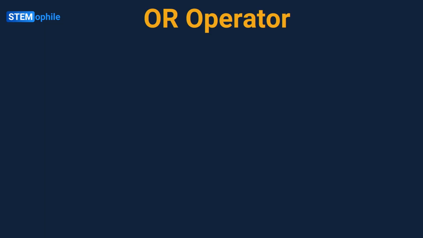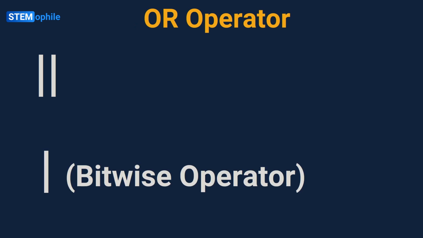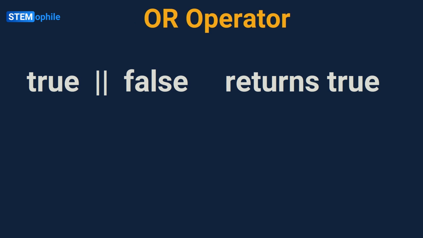The next operator is the logical OR operator. It's represented by two vertical bars. Be careful not to write a single vertical bar, as that is a bitwise operator. The OR operator is similar to the AND operator, but with one key difference. It returns true if at least one of the values is true.